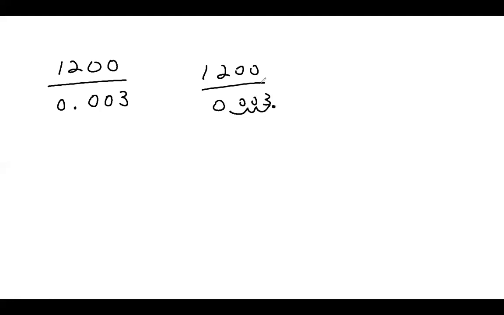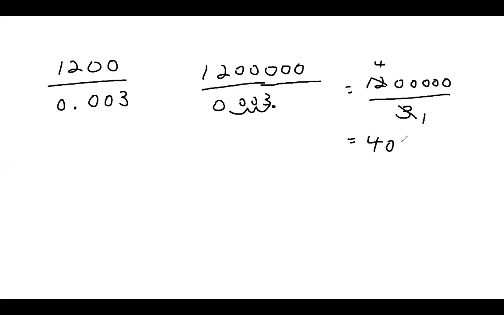If I do that to the denominator, I need to do it to the numerator. So here's my decimal point. I need to move it over 3: 1, 2, 3. So now what I have is 1,200,000 over 3. So 3 goes into 3 once, 3 goes into 12, 4. So my answer is 400,000.